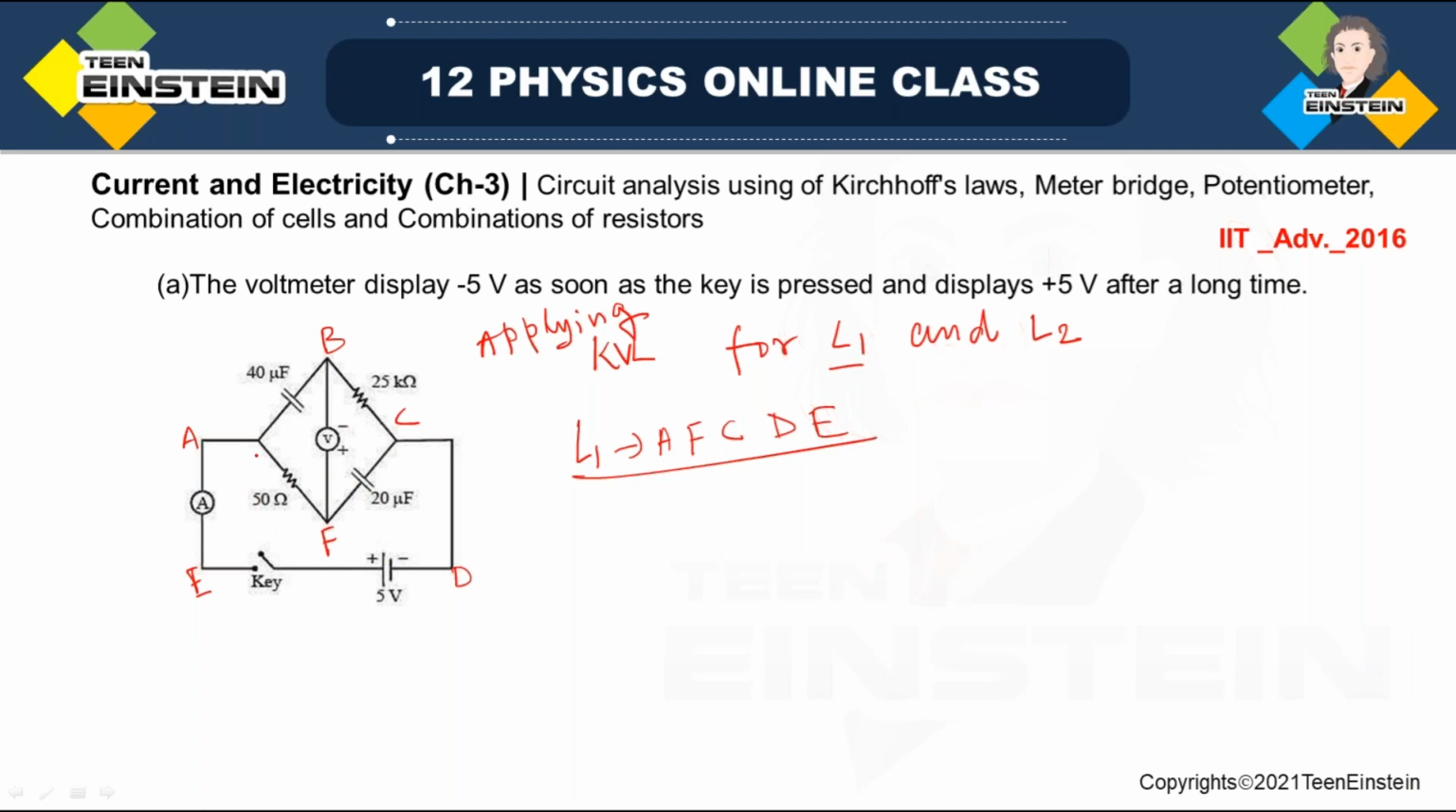So suppose there is a current I1 flowing through this way and I2 flowing through this way. That is what I'll consider, or it can be either way also. Let me take this as I2, this is I1. So this is loop 1. No, this is I1, this is I2 I'm taking, I'm sorry.